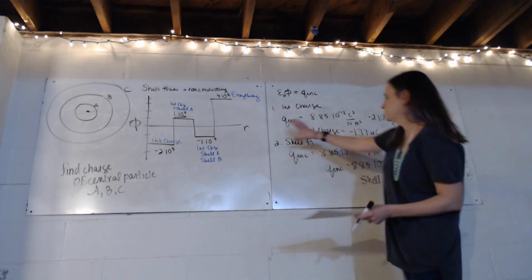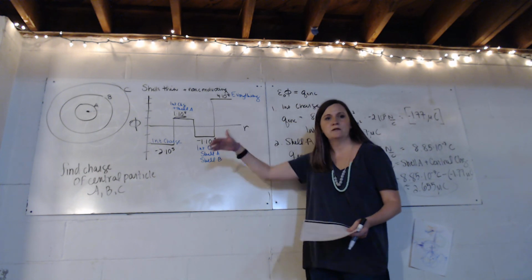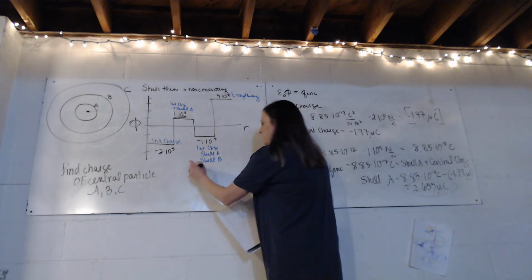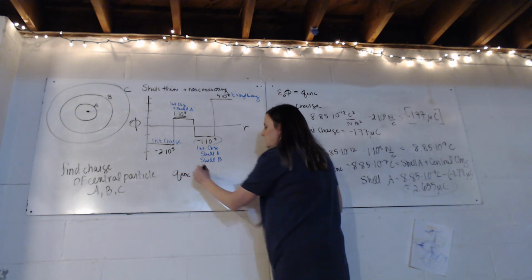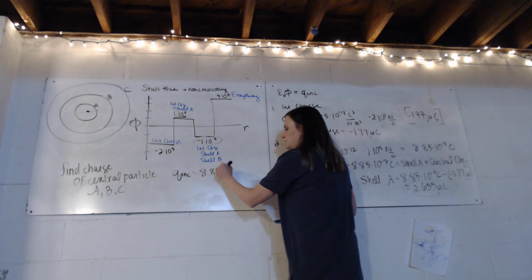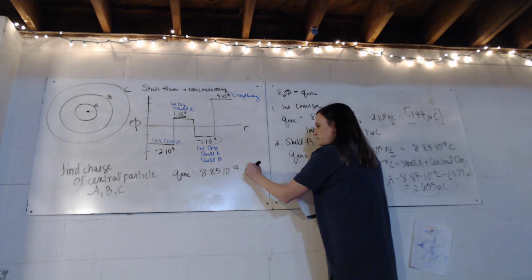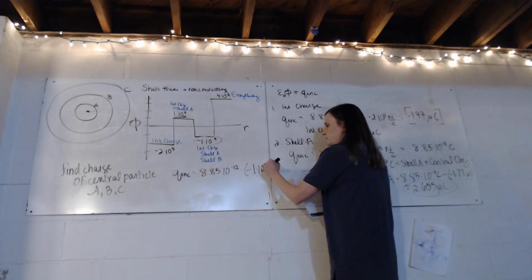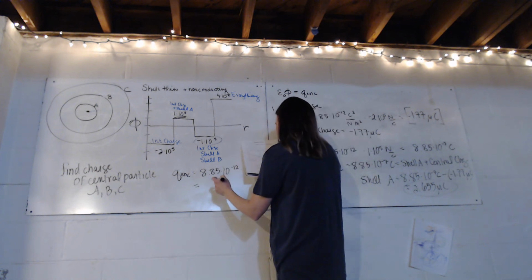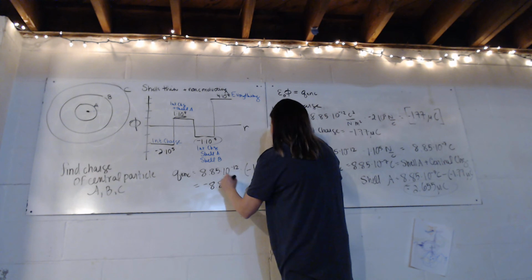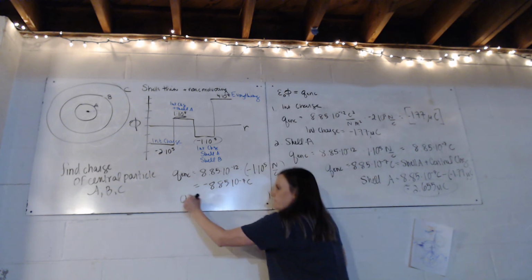Again, I clearly see I'm running out of room. Let me just set up for the third one, and you, I think, get the idea of what you keep on doing. So here, let's look at this one right here. Q enclosed is equal to 8.85 times 10 to the negative 12 times my net flux, which is negative 1 times 10 to the 5th newtons per coulomb. This gives me negative 8.85 times 10 to the negative 7 coulombs.